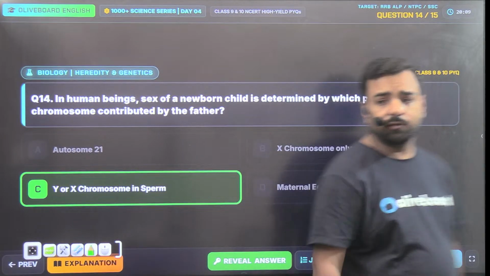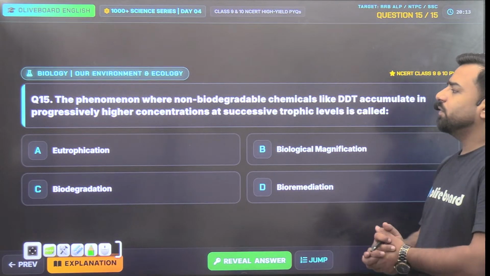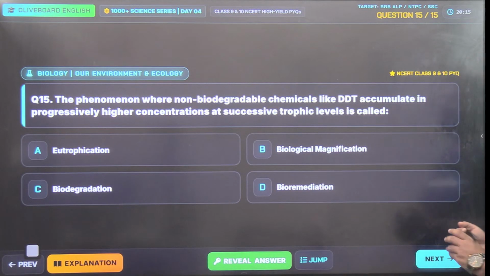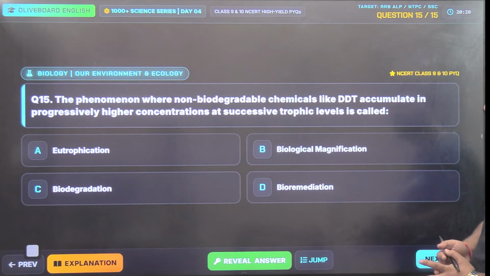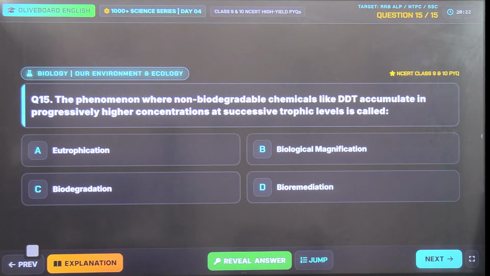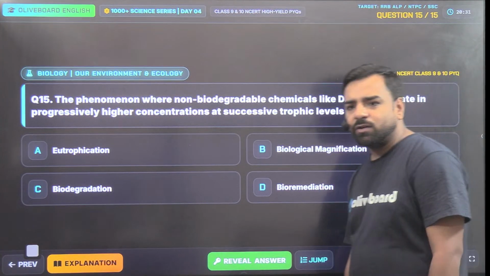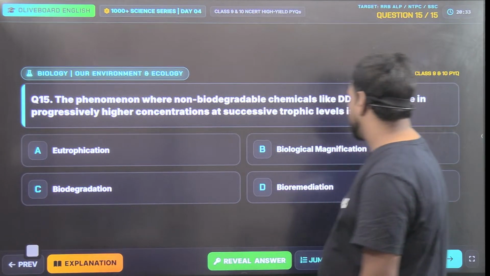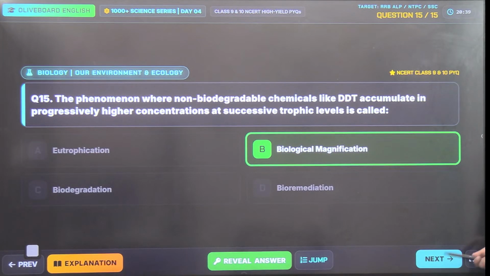So it's the time for the final question now. So what the final question? The phenomena where non-biodegradable chemicals like DDT accumulate in progressively higher concentrations at successive trophic levels is called what? So what will be the answer? Will it be eutrophication? No. So that's the dying of lakes. So what will it be, biological magnification? So obviously yes, right? So B is the correct answer.